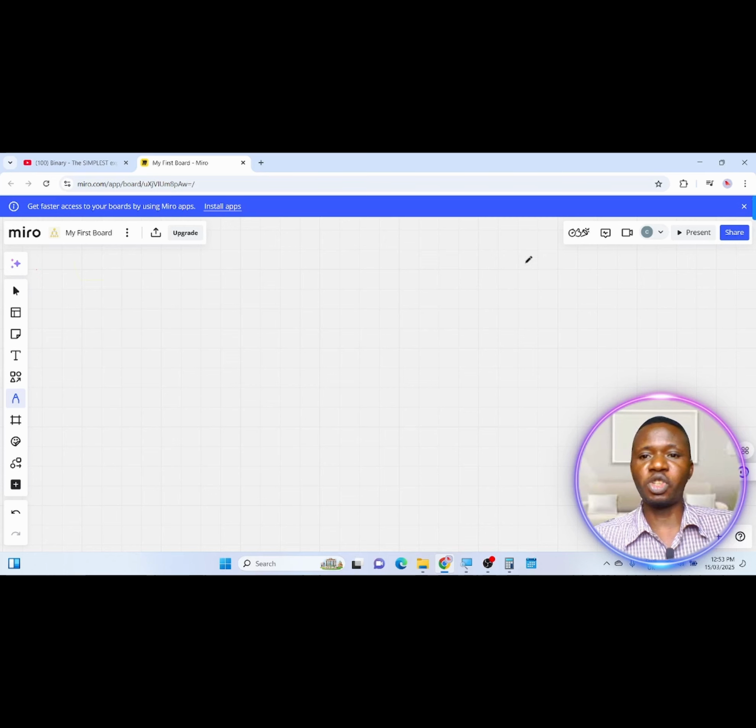So first of all, let's write 1 here. If we have 1 here, the next value should be 2, the next value should be 4, the next should be 8, the next should be 16, the next should be 32, the next should be 64, and the next should be 128. These are the basic values we are going to use.